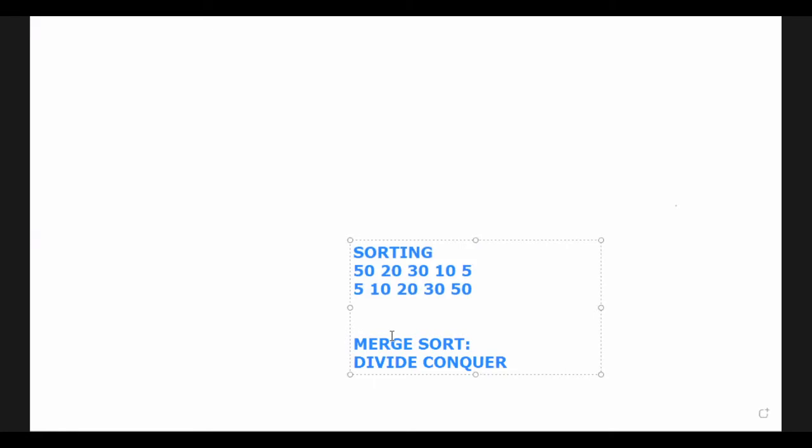Merge sort is a divide and conquer strategy. Divide means you divide the list into parts, and next the parts are combined into one. That is the main strategy of the merge sort technique. Merge sort follows the divide and conquer strategy.